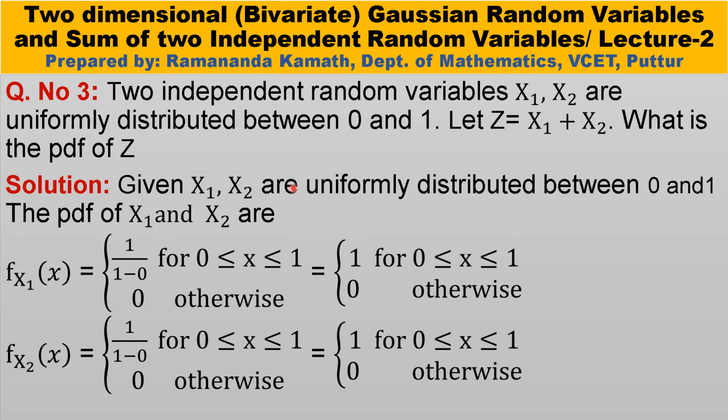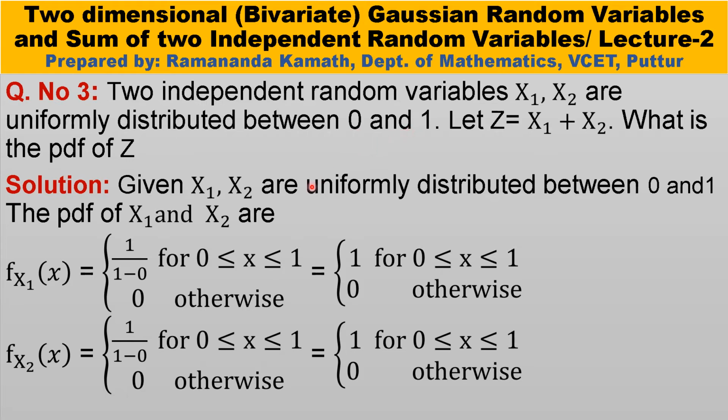Two independent random variables x1, x2 are uniformly distributed between 0 and 1. Z is equal to the sum of the two independent random variables x1 and x2, Z is equal to x1 plus x2. What is the probability density function of Z? So here clearly x1 and x2 are two independent random variables and both are uniformly distributed between 0 and 1.